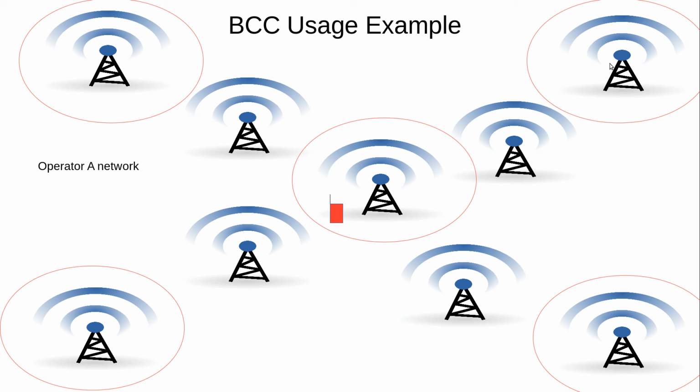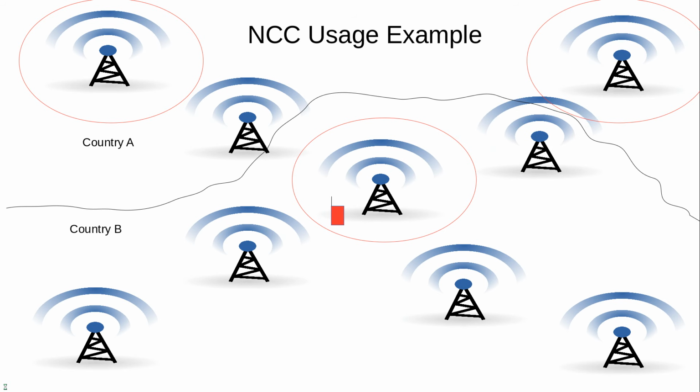So how is this mobile station going to differentiate between these base stations? This would be possible because these base stations would have different base station color codes. So the base station color code is basically used to identify the base stations within a mobile network which use the same BCCH carrier frequencies.